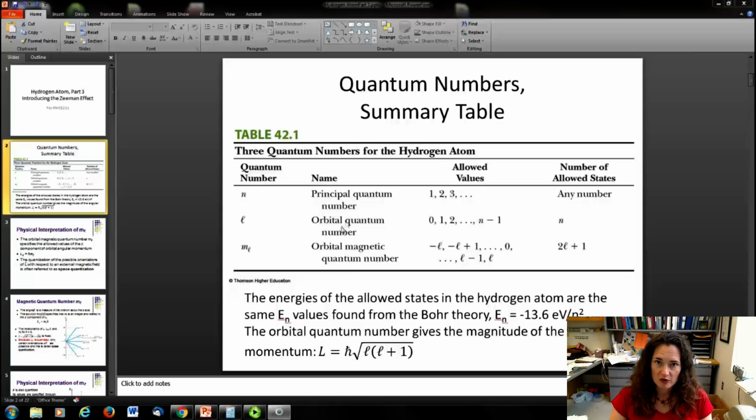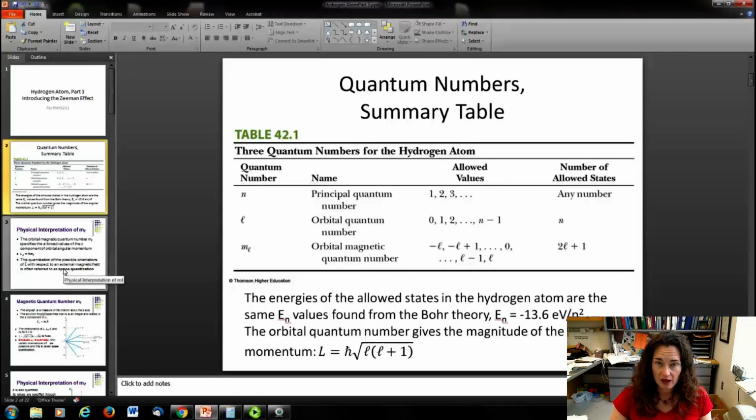The orbital quantum number is l, and its possible values are fixed once you've chosen your energy level. So l runs from 0 up to n minus 1. l gives you the magnitude of the angular momentum of the electron in its orbit around the proton. The value there is L equals h bar times the square root of l times l plus 1. Okay, so those are our two previously covered quantum numbers. Today, I want to introduce the third one and give you its physical meaning.